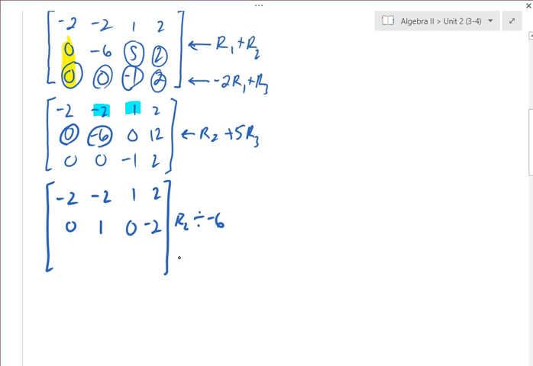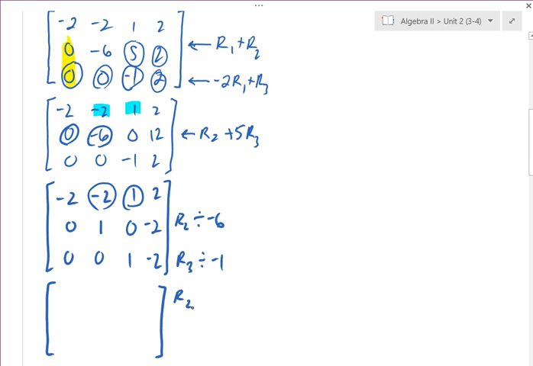What can I do to row 3 to change that to a +1 instead of a -1? Multiply or divide by -1, and that becomes 0, 0, 1, -2. Now we're ready to convert these to zeros. And we can do that all in one step by doing a combination of all 3 rows. So if I start with row 1 is what I meant.